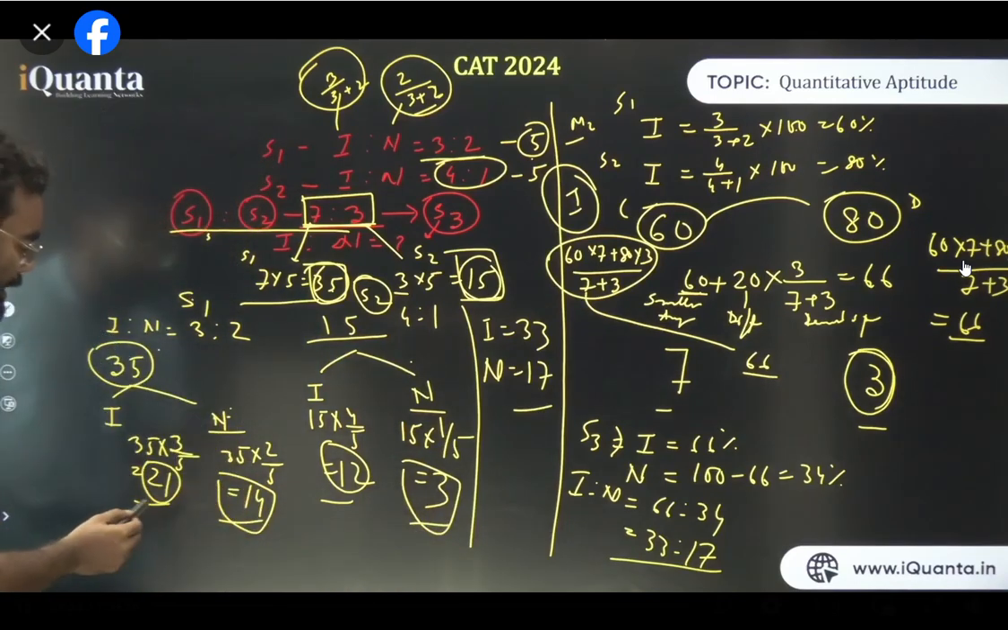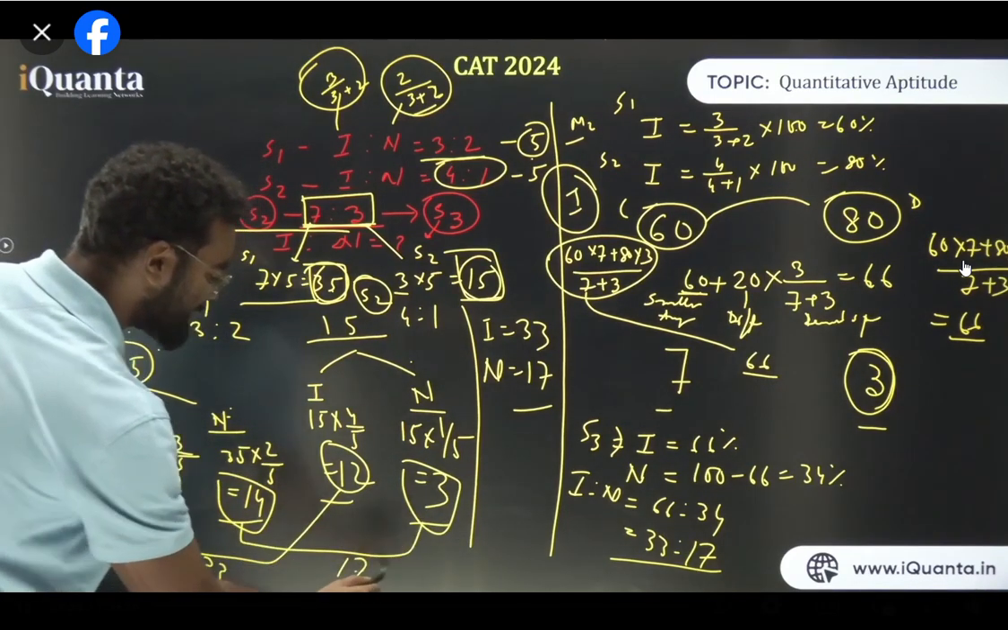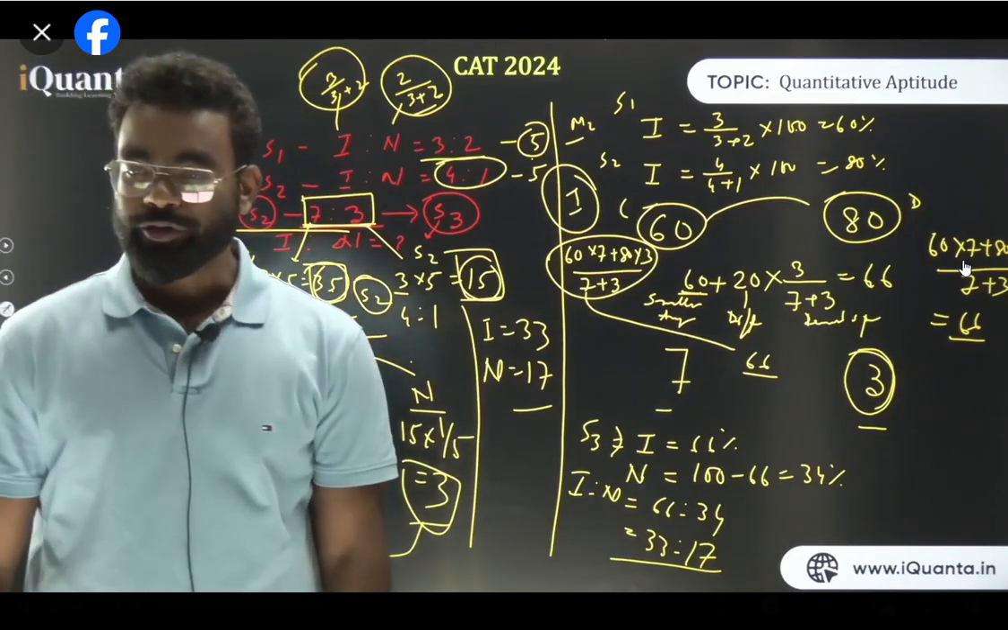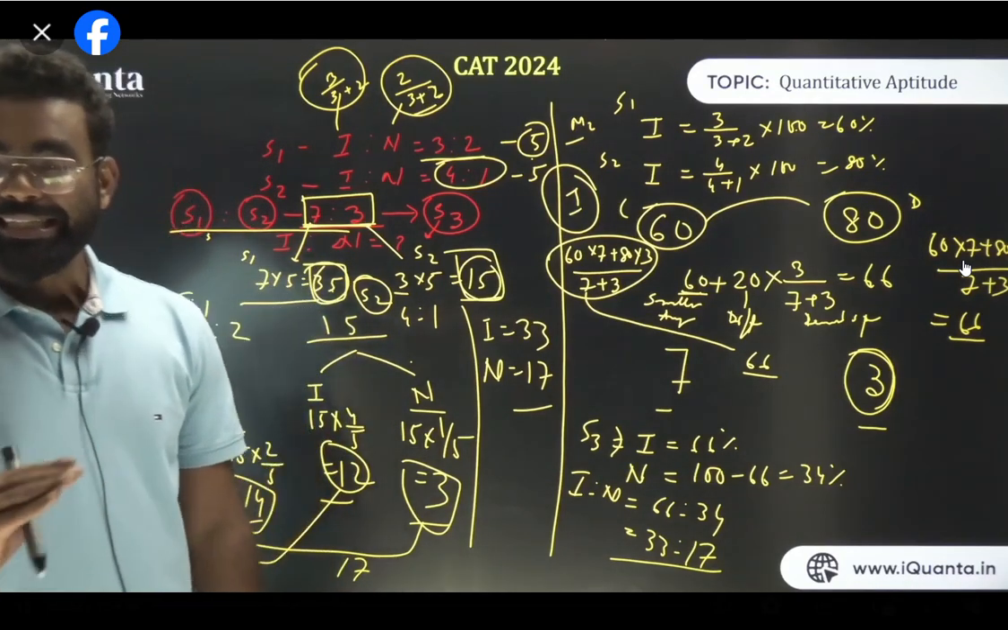So what is the total amount of iron? That is 21 plus 12. How much? 33. What is the total amount of nickel? 14 plus 3, 17. This is the fastest method to solve this question. Trust me in this. Is it clear, all of you?